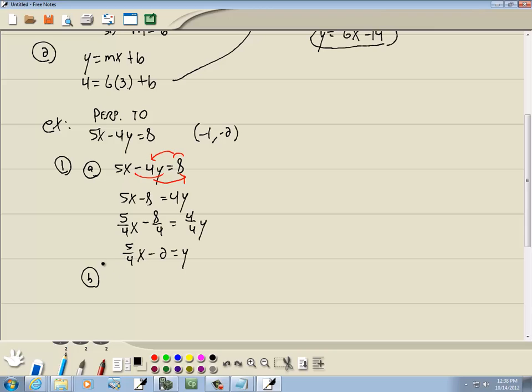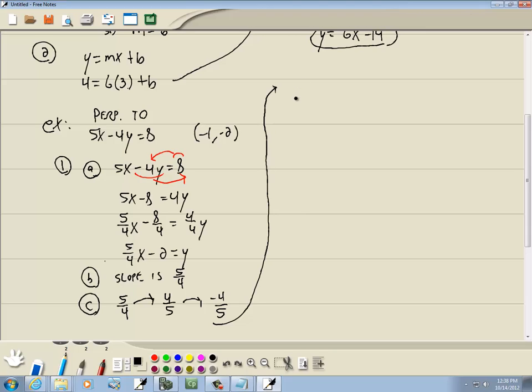Now our second sub-step. We put it in slope-intercept form so we can easily see what our slope is. So slope is 5/4. Now perpendicular lines have slopes that are negative reciprocals, which means we start with the slope from b, write it in fraction form if it's not already there, flip it, that's the reciprocal part, so 5/4 becomes 4/5, and then change its sign. So it goes from positive 4/5 to a negative 4/5. So the m we're trying to find is going to be negative 4/5.